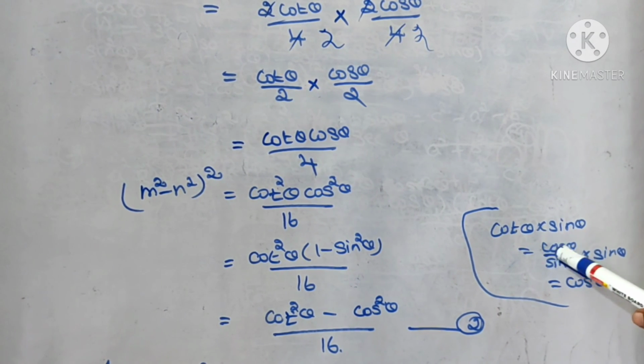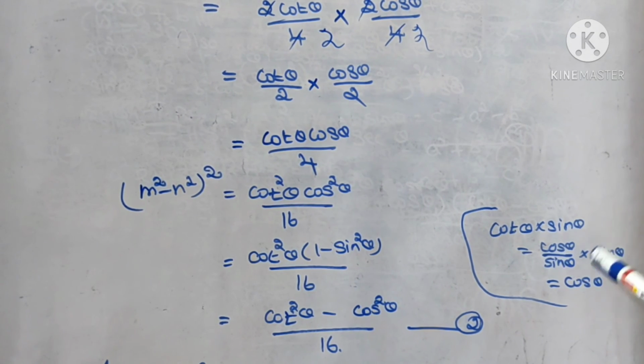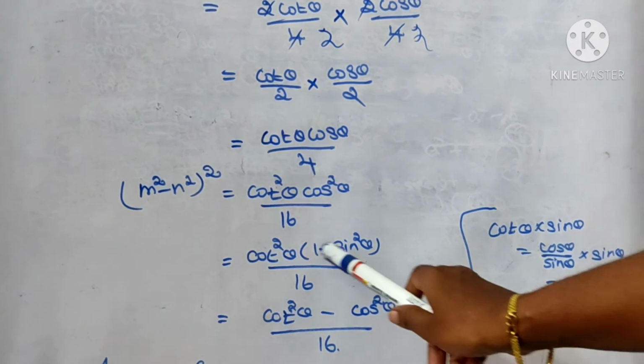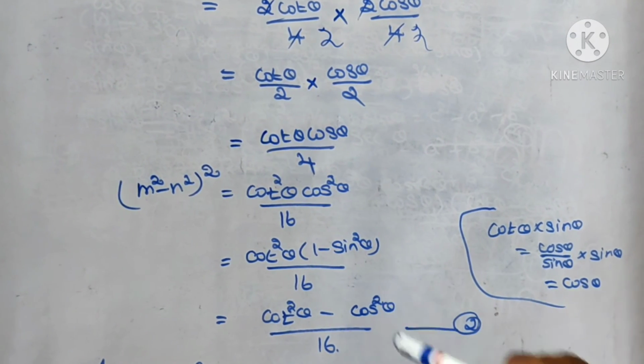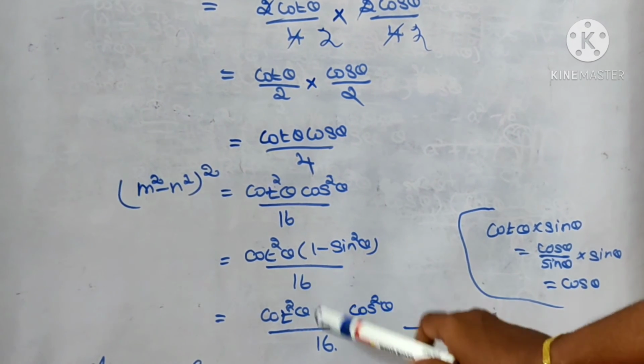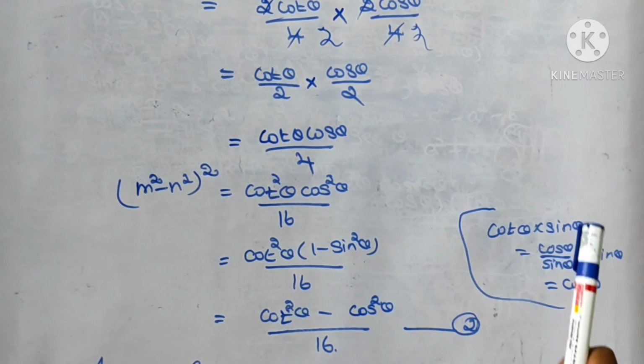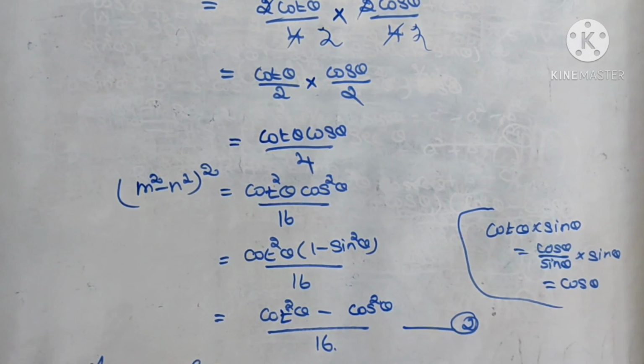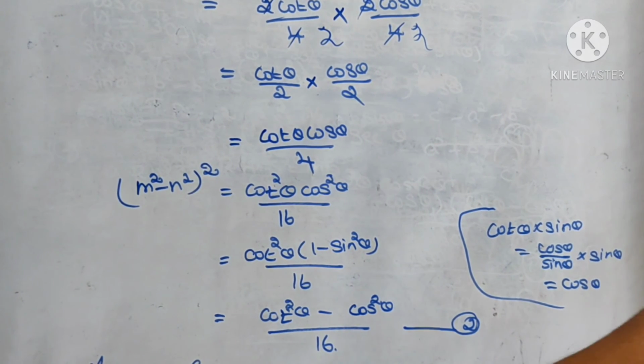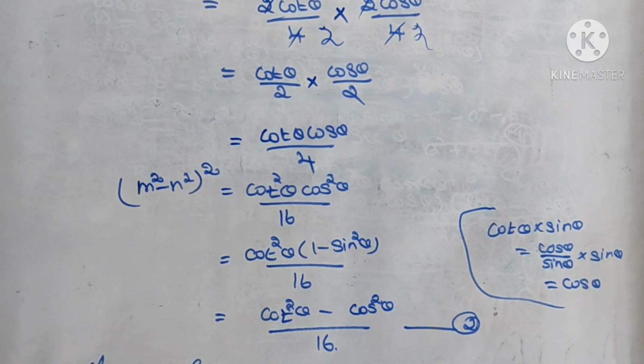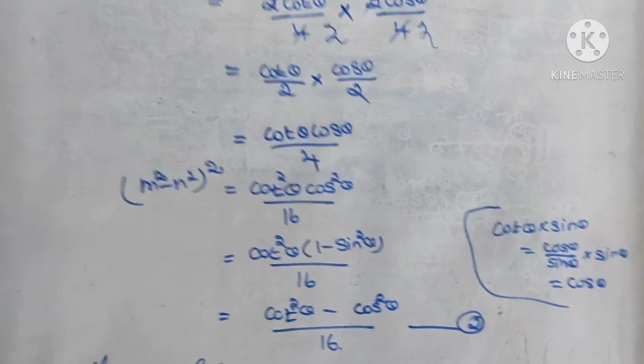Already you know cot theta into sin theta is cos theta. Okay, cot theta into sin theta, we get cos theta. Here cot square theta into sin square theta, we get cos square theta. Then we write the denominator value. See the first equation. Comparing 1 and 2, we get m square minus n square the whole square is equal to mn. Hence proved. Okay.